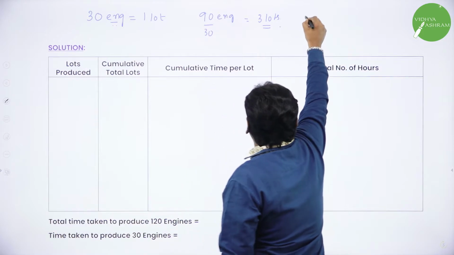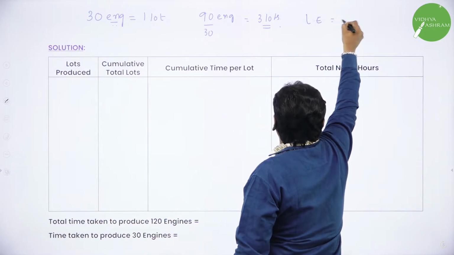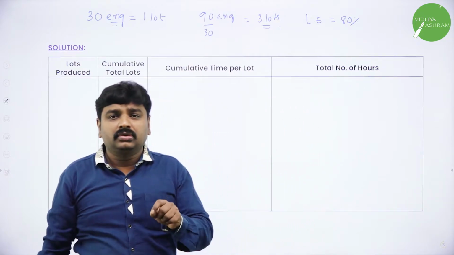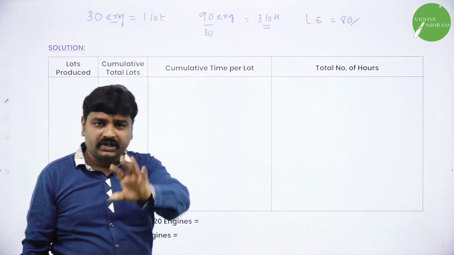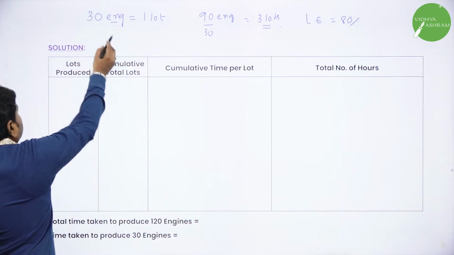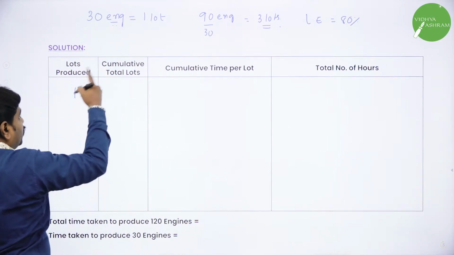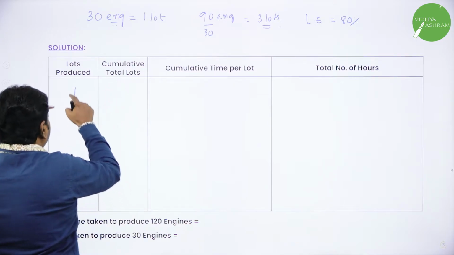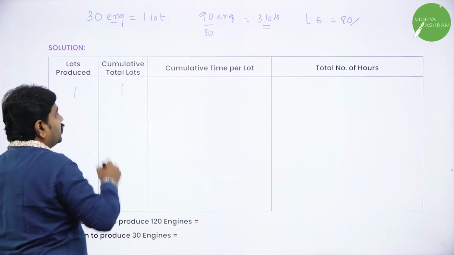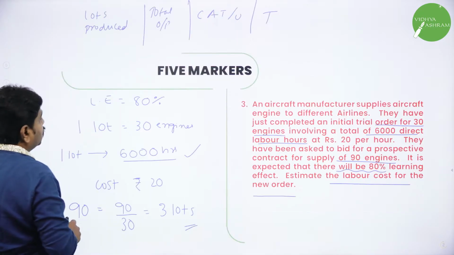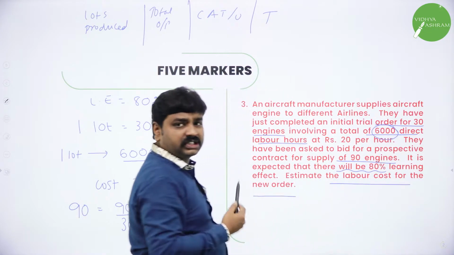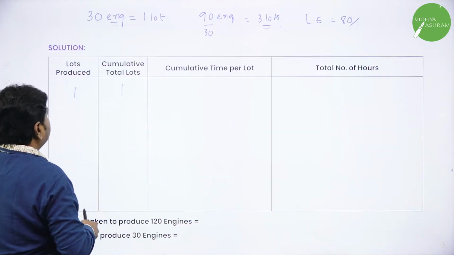And they gave the learning effect. What is the learning effect given? 80%. So now I'll teach you a simple method. First, according to the rule I have taught you, now I'll teach you how to fill the table. First 30 engines means one lot. When I am producing one lot, read the question: in the time they give 30 engines, 6000 hours is given. So whatever is given, fill the table.